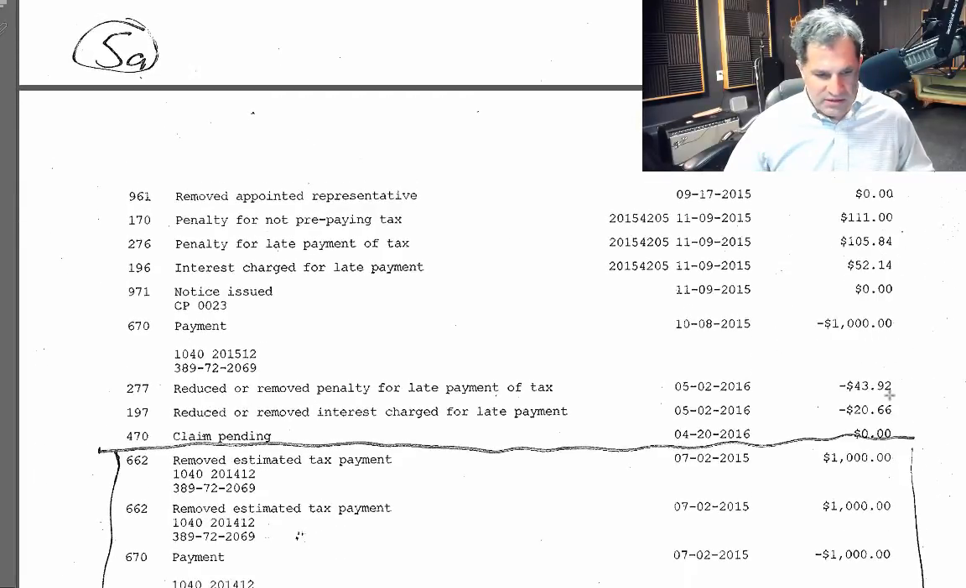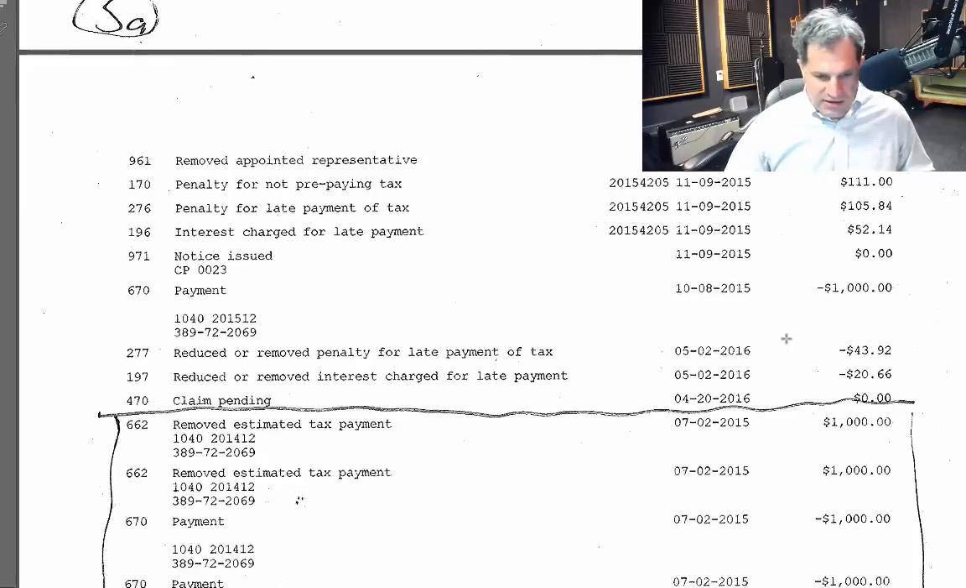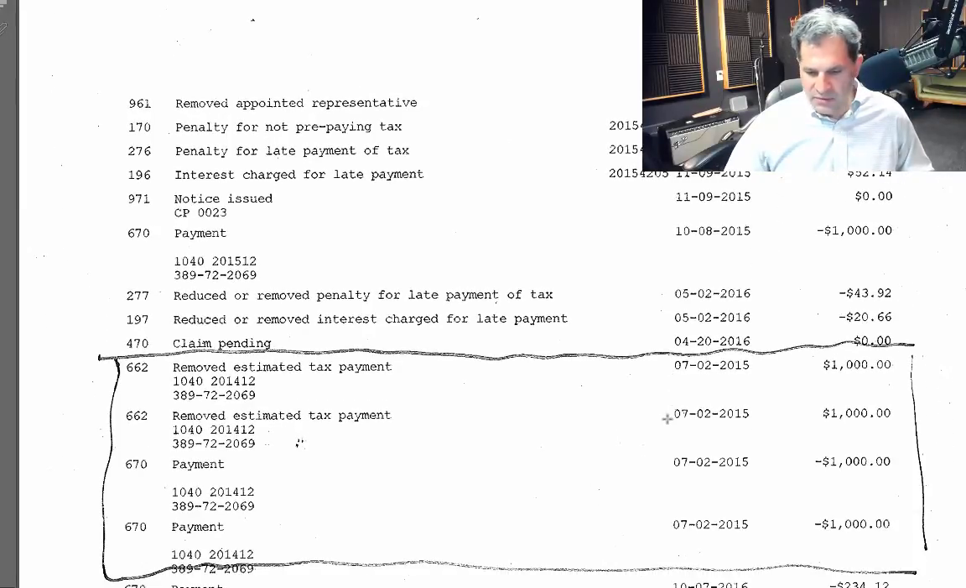So now here it is. Here's a payment in, and this is just them. I don't know, the IRS just does weird things here. Remove estimated tax payment. Removed estimated tax payment. These payments didn't really come in. It was just to the client, actually didn't.